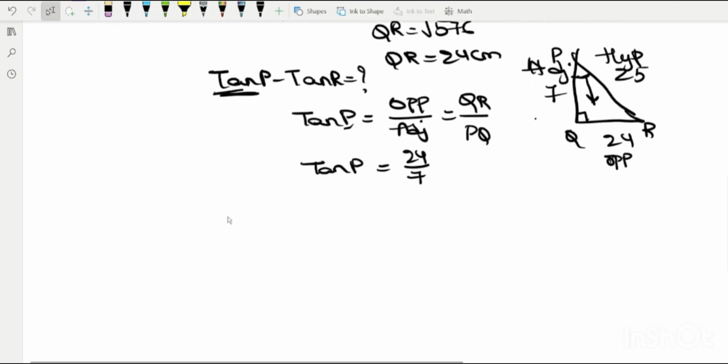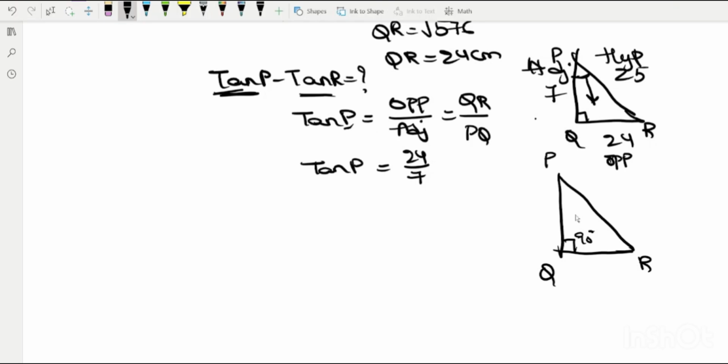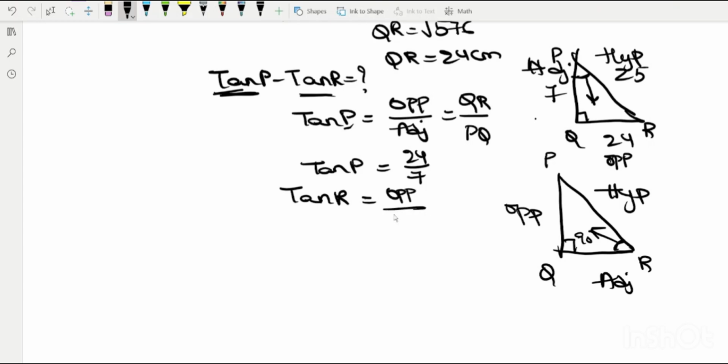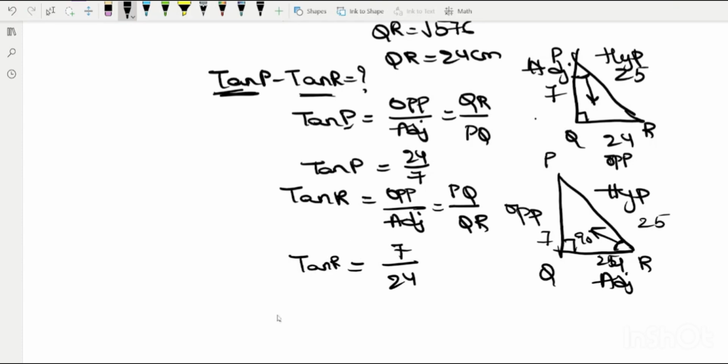Now let us find the value for tan R. Here is the angle 90 degrees. P, Q, R. Now the angle is at R. We are finding the value for tan R. The angle is at R. So this side would be the opposite, this would be adjacent and this would be hypotenuse. So now the formula for tan R is opposite by adjacent. Now the value of the opposite is PQ and the adjacent is QR. So the value of PQ is 7 divided by QR, which is 24. Tan R.